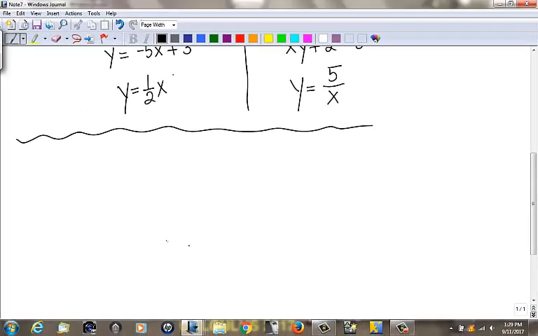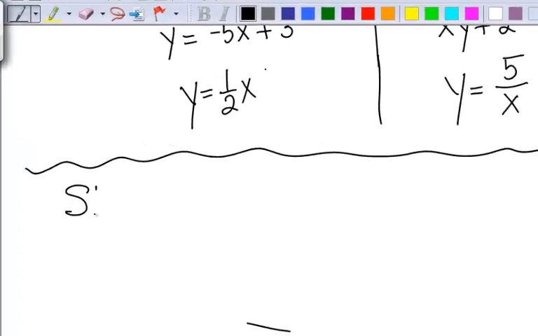The next part, and you had this in Algebra 1, so this is going to be a little bit of review: standard form of a line.